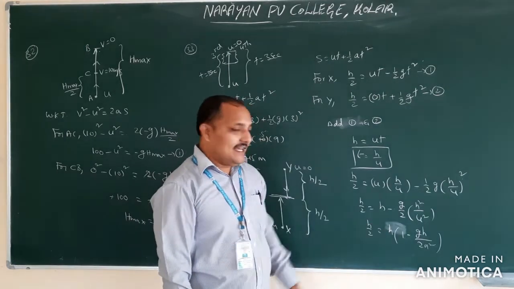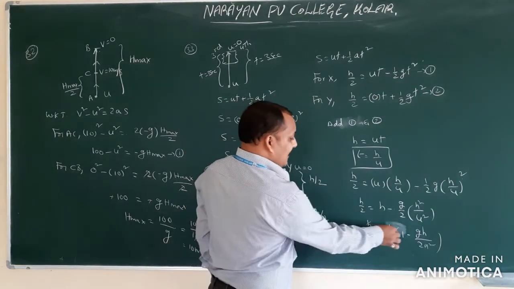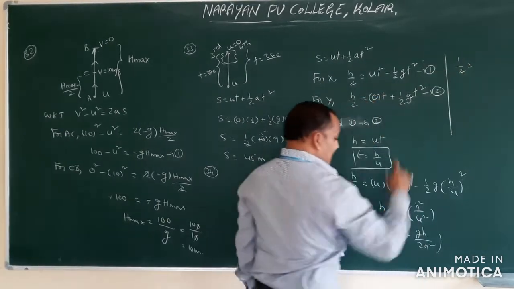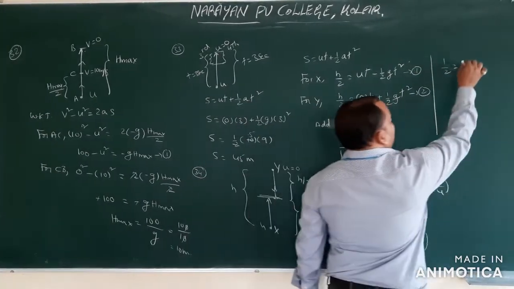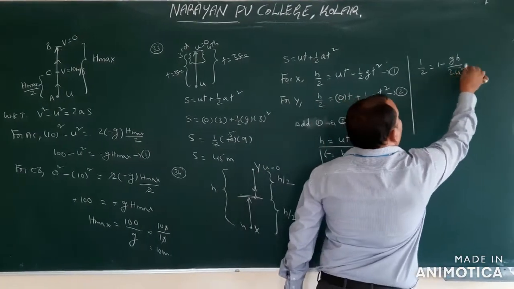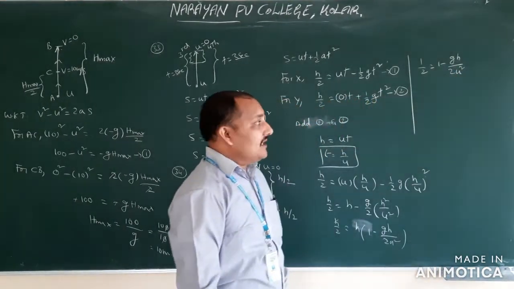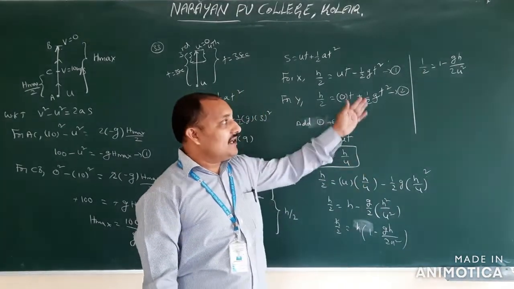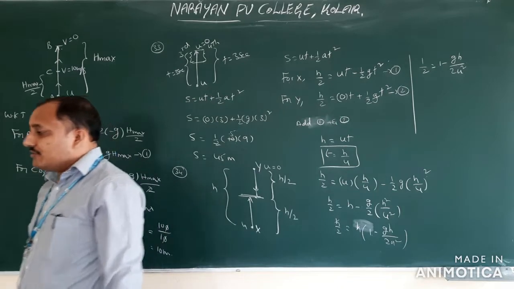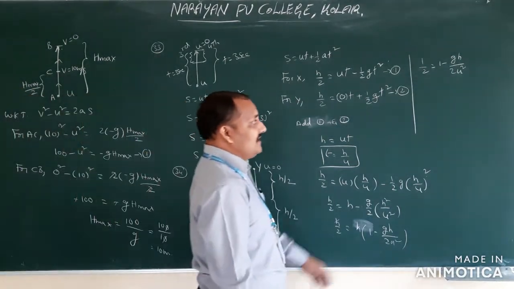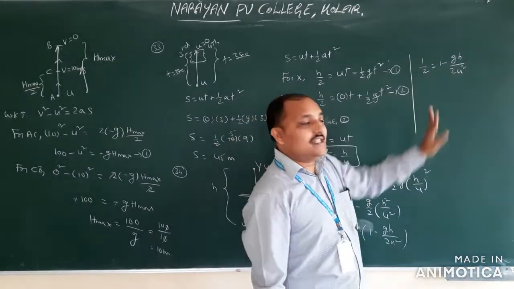So h will be cancelled. If you cancel h and h, what will be remaining? 1 by 2. So 1 by 2 is equal to 1 minus gh by 2u square. Now the g value: you can substitute depending on the options. In the options g is there, all four options have g, therefore don't substitute the g value.